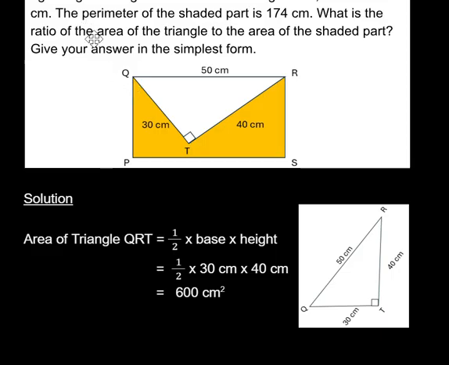So we already found the area of the triangle. Now what we need to find is the area of the shaded part. To find it, we know the length of the rectangle, but we do not know the breadth. If we can find the area of the rectangle and subtract away the area of the triangle, we will know the area of the shaded part. So the next task is to find the breadth of this rectangle. The question says the perimeter of the shaded part is 174, so this plus this plus this plus this plus this is 174.